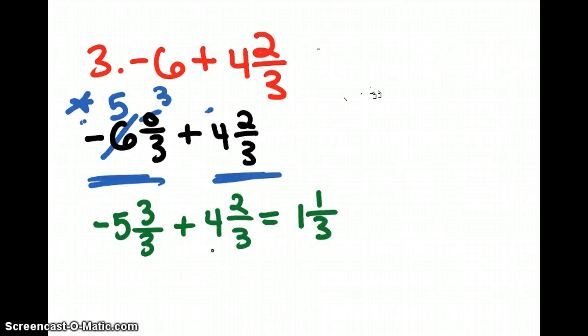And since the negative number is bigger than the positive number, you're going to make this number negative. And so your answer to negative 6 plus 4 and 2 thirds would be negative 1 and 1 third.